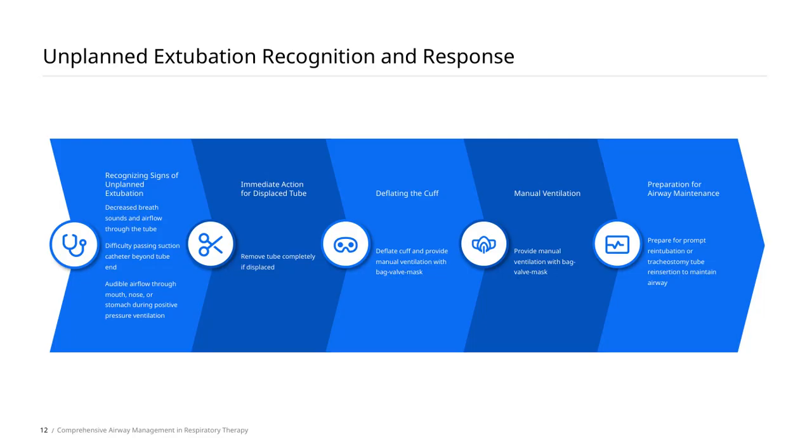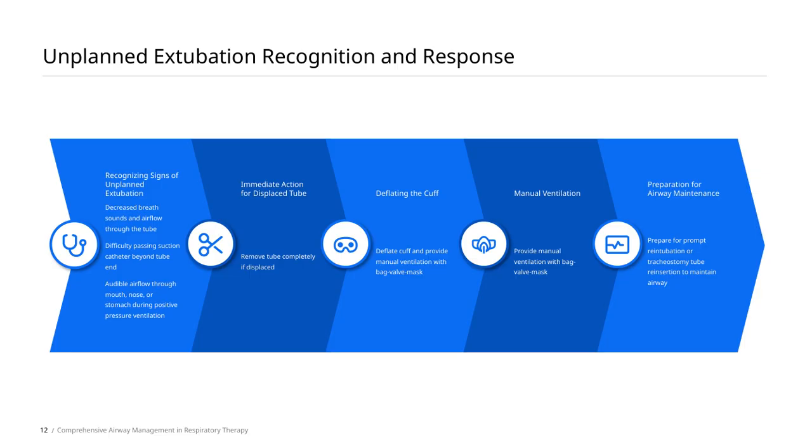Let's discuss how to recognize and respond to unplanned extubation, which is a critical aspect of comprehensive airway management in respiratory therapy. First, if an unplanned extubation occurs, it's essential to prepare for prompt reintubation or consider reinsertion of a tracheostomy tube to maintain the patient's airway. Time is of the essence here to ensure the patient continues to breathe effectively.